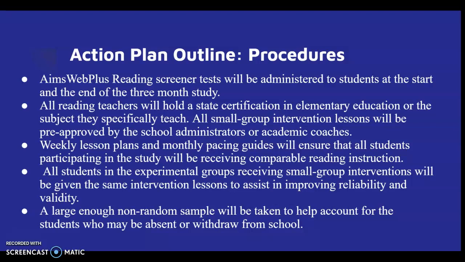Weekly lesson plans and monthly pacing guides will ensure that all students participating in the study will receive comparable reading instruction. All students in the experimental group receiving small group interventions will be given the same intervention lessons to assist in improving reliability and validity, and a large enough non-random sample will be taken to help account for the students who may be absent or withdraw from school.